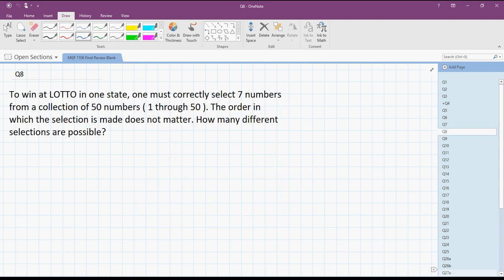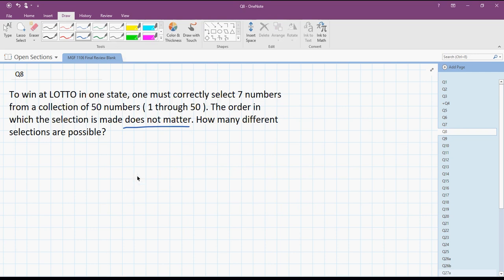So it says, to win the lotto, one must correctly select 7 numbers from a collection of 50 numbers, 1 through 50. The order in which the selection is made does not matter. How many different selections are possible? So what is this? Combination. And also, again, a big hint for this one, it says the order does not matter. Okay?